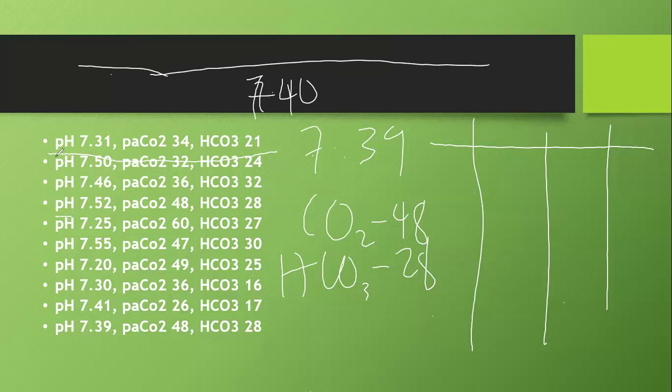We have 7.45 here, and then we have a pH of 7.35 here. This is the normal pH range. Let me write this again.